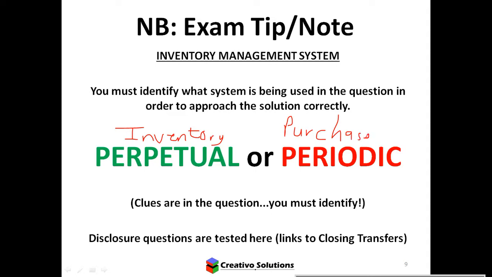Just look for the word purchases. Okay, or carriage on purchases. Anything with purchases. That refers to the periodic system.